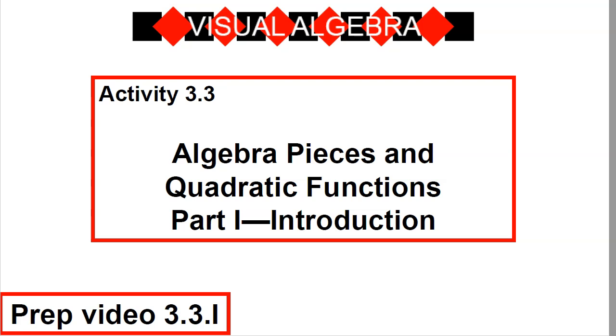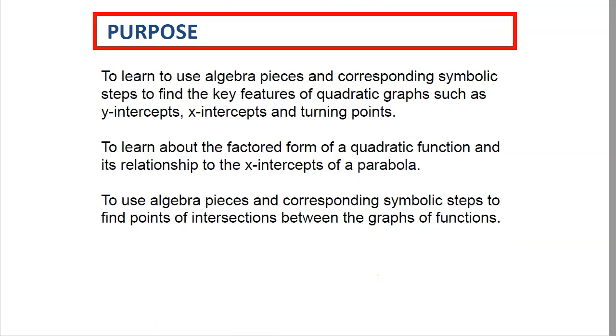This is part 1 of the video introduction to Activity 3.3, Algebra Pieces and Quadratic Functions. In this activity, we'll learn to use algebra pieces and symbolic steps to find the key features of quadratic graphs, such as y-intercepts, x-intercepts, and turning points. We'll learn about the factored form of a quadratic function and its relationship to the x-intercepts of a parabola. And we'll use algebra pieces and corresponding symbolic steps to find points of intersection between the graphs of functions.